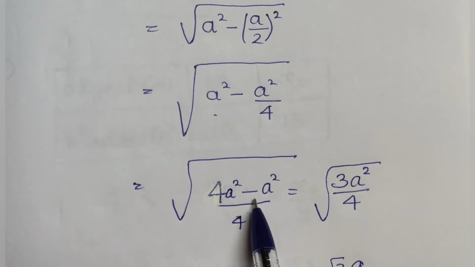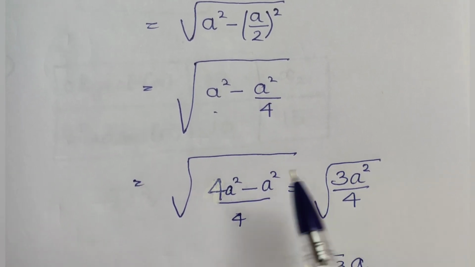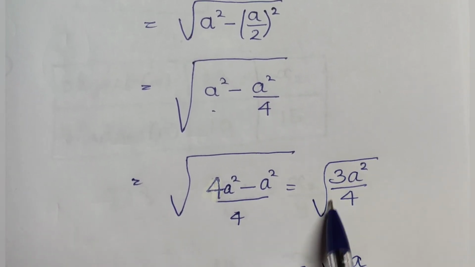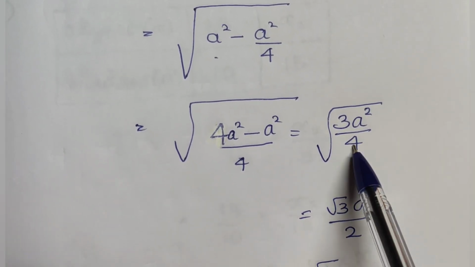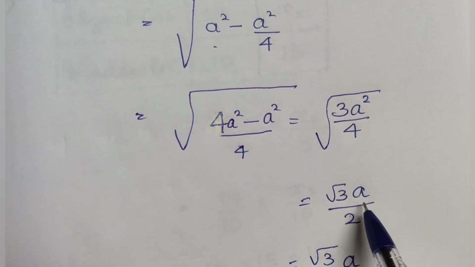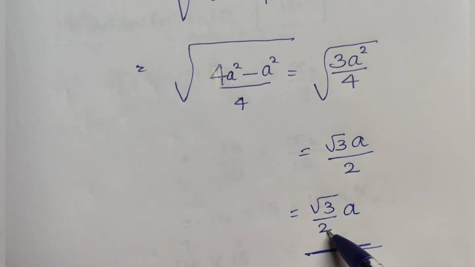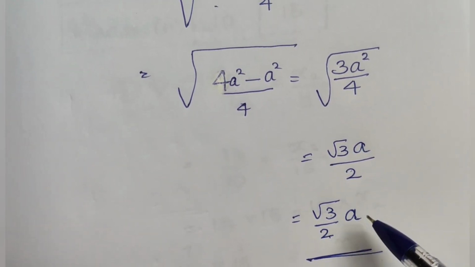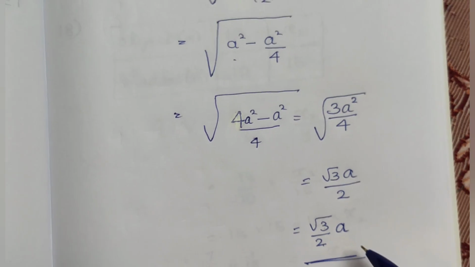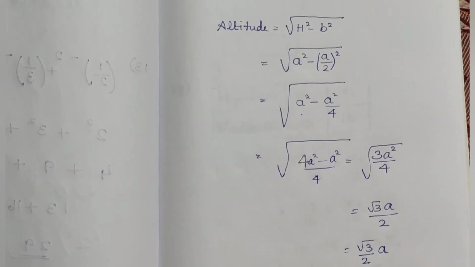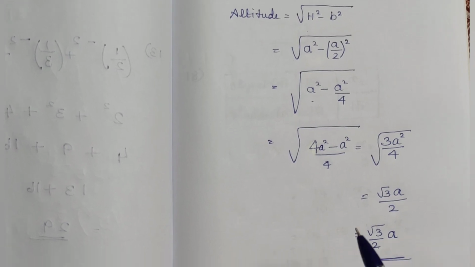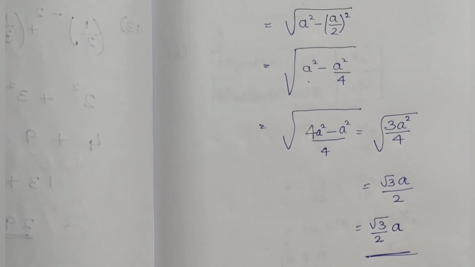So root of 4A square minus A square by 4. 4 minus 1, root of 3A square by 4. Root of A square is A, root of 4 is 2. Root 3A by 2, which is root 3 by 2 A. So altitude of an equilateral triangle is root 3 by 2 A.